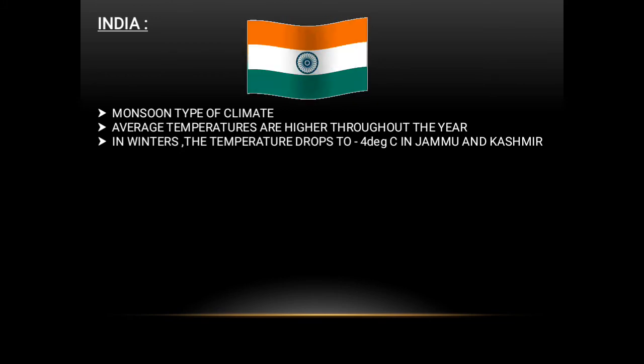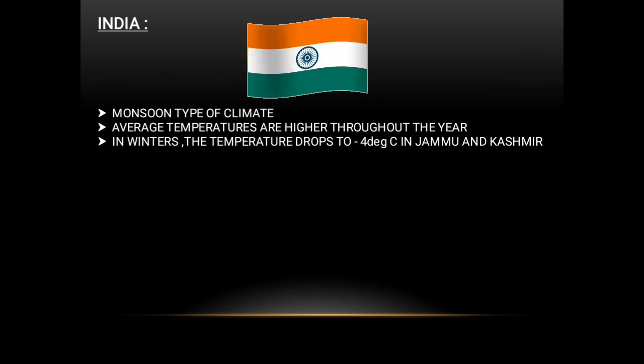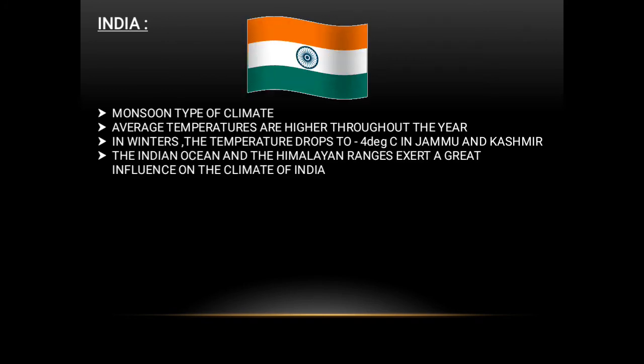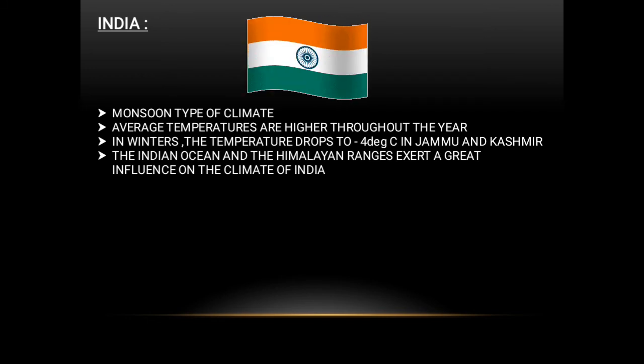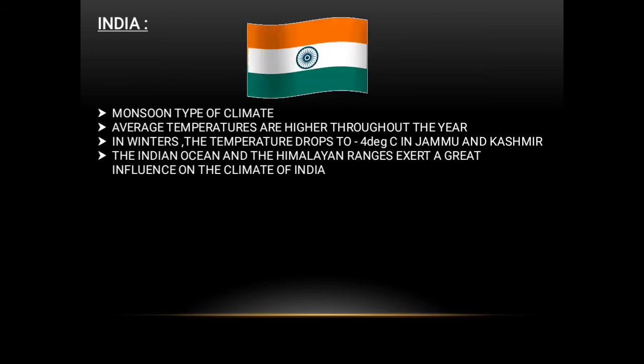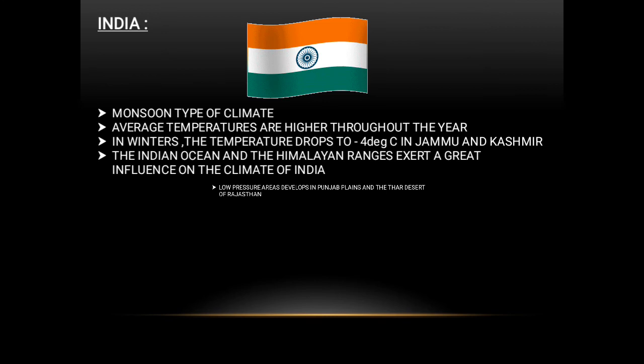In winters, the temperatures drop to -4 degrees Celsius in Jammu and Kashmir and parts of the mountainous regions of the Himalayas. The diversity in the climatic conditions of India is due to the latitudinal location and altitude of the place. The Indian Ocean and the Himalayan ranges exert a great influence on the climate of India and the origin of monsoon.